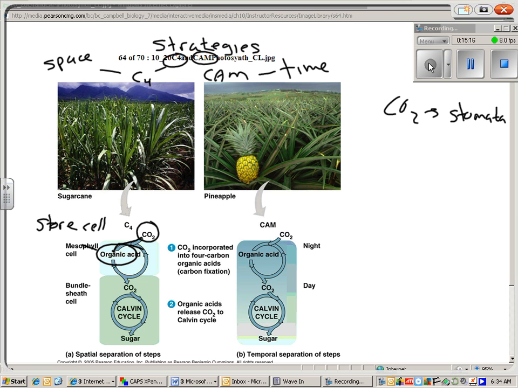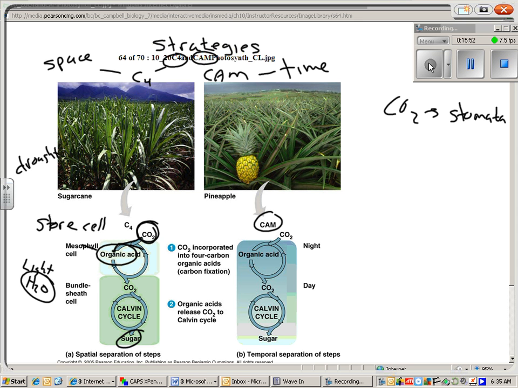C4 plants store it in a different cell, and they do that in case there are periods of drought. Because you can't convert CO2 into sugar without the energy of light and water. So in a period of drought, the plant stores carbon dioxide until it can use it later. It's called a C4 plant. I don't know how else to tell you except you've got to memorize it. C4 plants use space. CAM plants use time.